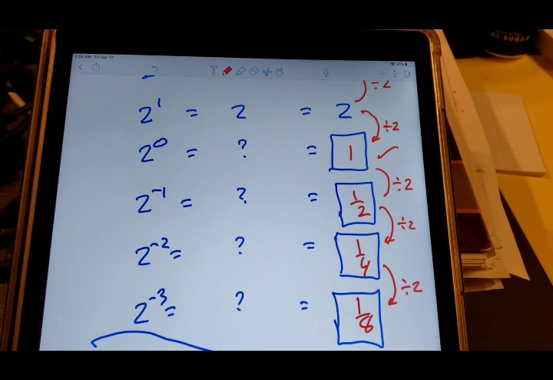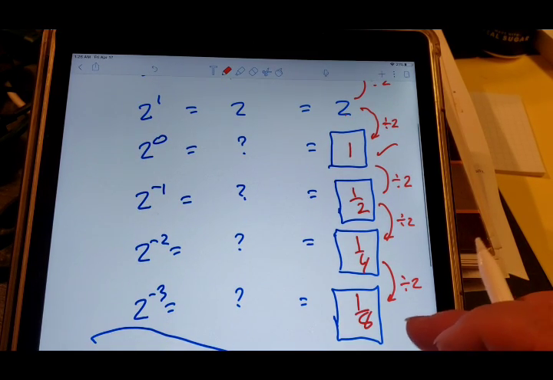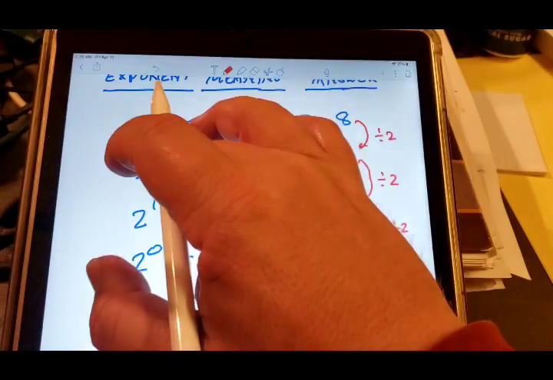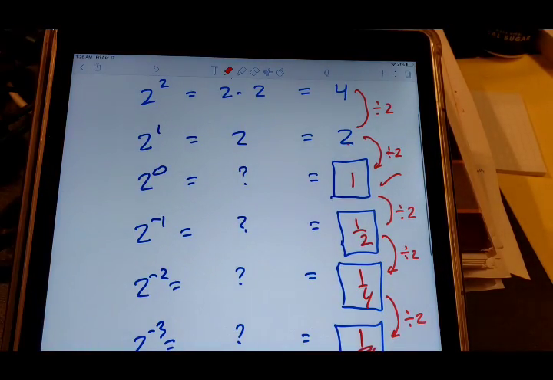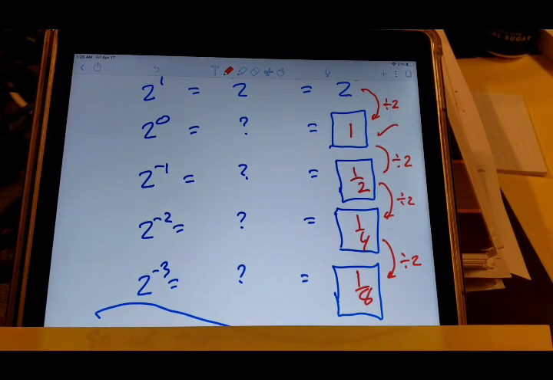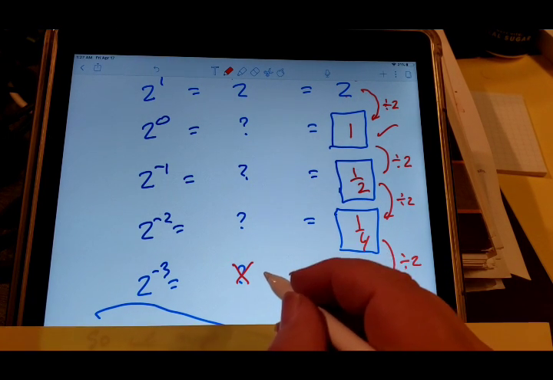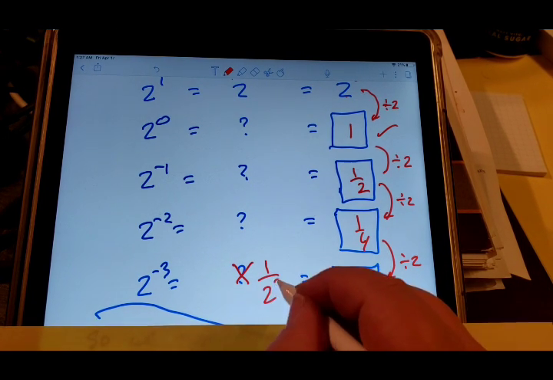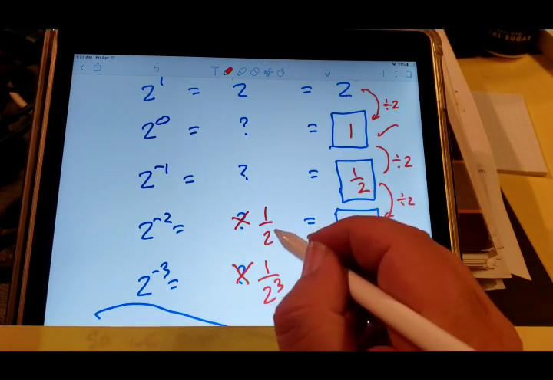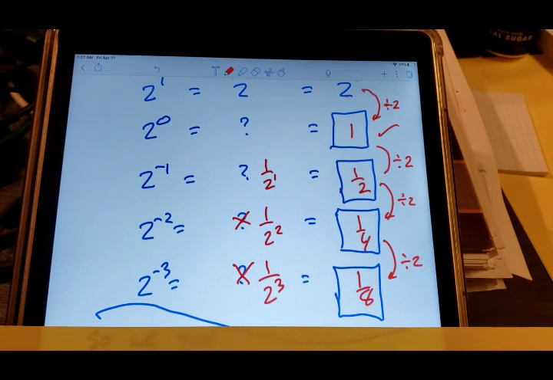So maybe you see it. Remember, I have a 1/8 here for 2 to the minus 3, and I have an 8 here for 2 to the positive 3. So what that suggests is 2 to the negative 3 really does have a meaning, and the meaning is no longer a mystery to us. It is 1 over 2 to the 3, or 1 over 8. This means 1 over 2 squared. This just means 1 over 2 to the 1, or 1 over 2.